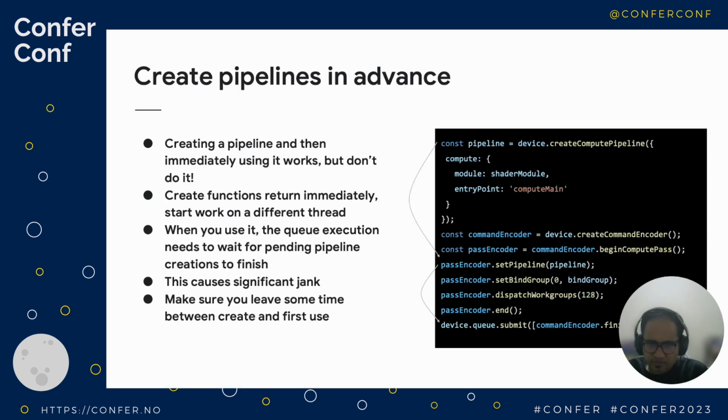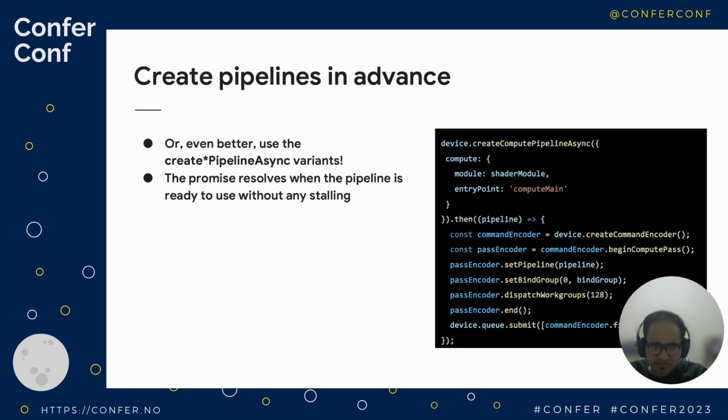Creating a pipeline in advance pays dividends, just like a sandwich shop. Even though you can create a pipeline immediately before the work, just don't do it, because functions written that way start work on a different thread. When you use it, the queue execution needs to wait for the pending pipeline creation to finish. This causes significant jank. Better to use something like createRenderPipelineAsync, which depends on promises to be resolved when the pipeline is ready to use without any stalling.